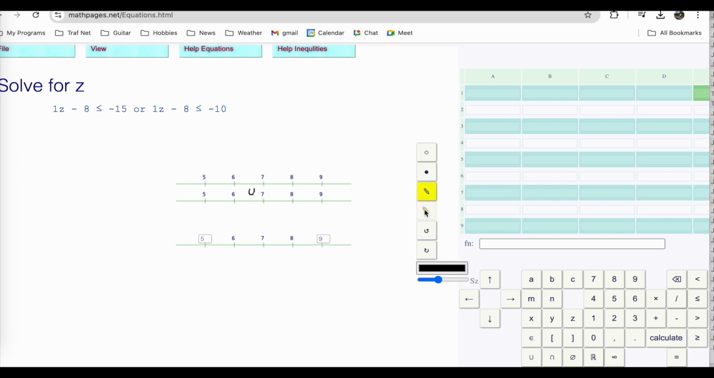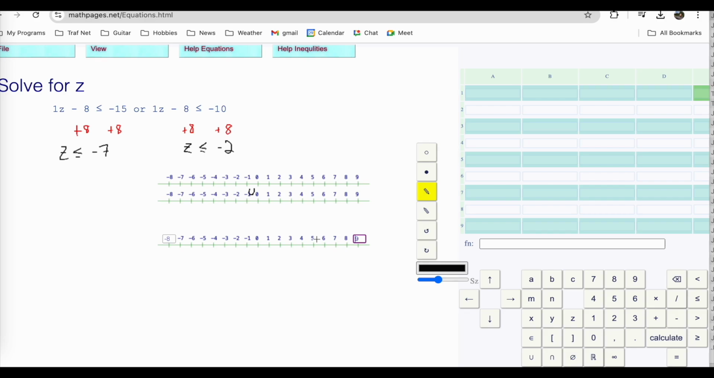If I add 8 to both sides, and I'm going to do the same thing over here, add 8, that gives us z. Remember, 1z is just z, is less than or equal to negative 7. Z is less than or equal to negative 2. If I want to have between negative 7 and negative 2, I'm going to start with like negative 8, and I'm going to go up to negative 1.